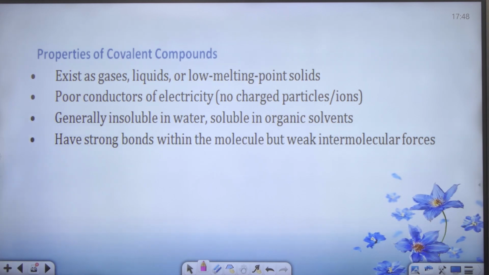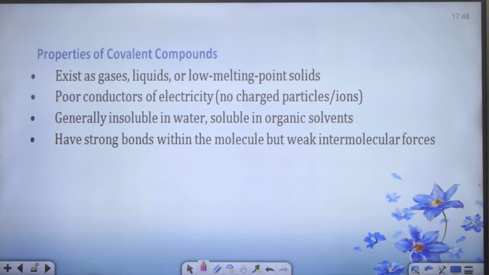Okay, next, they are poor conductors of electricity because they have no charged particles or ions. But ionic compounds are good conductors of electricity because they have positively and negatively charged ions. In the case of covalent compounds, they are poor conductors of electricity because they have no charged particles, that means no ions, cations or anions.